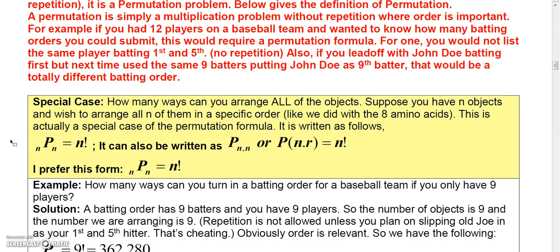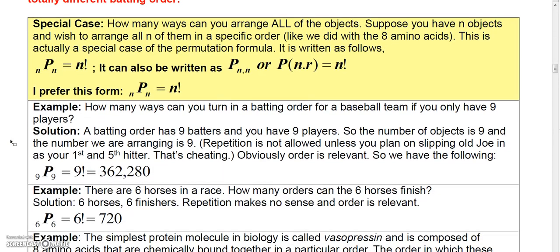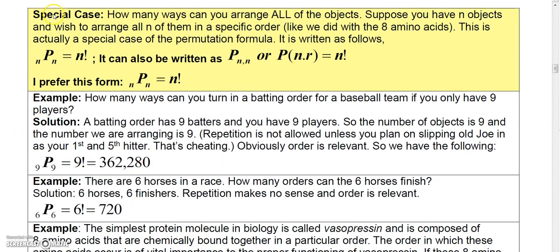But let me go ahead and talk about permutations. I'm going to start with a special case. This is a special case permutation. How many ways can you arrange all of the objects? So this time, I want to know how many ways I can arrange all the objects. Suppose you have n objects and you wish to arrange all n of them in a specific order, like we did with the 8 amino acids.